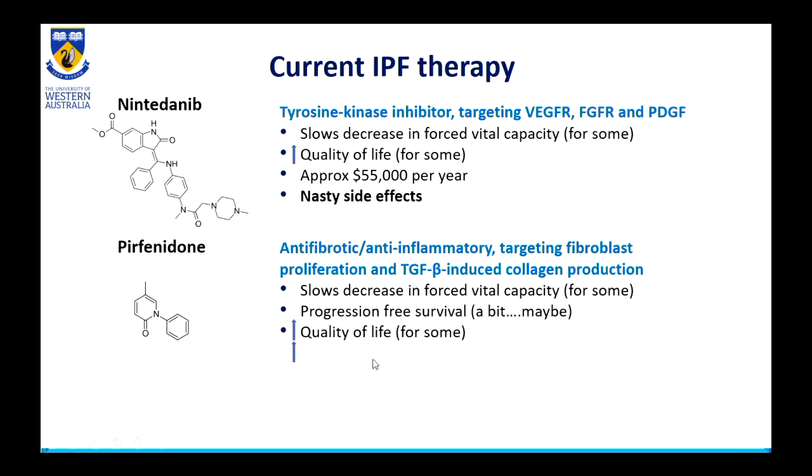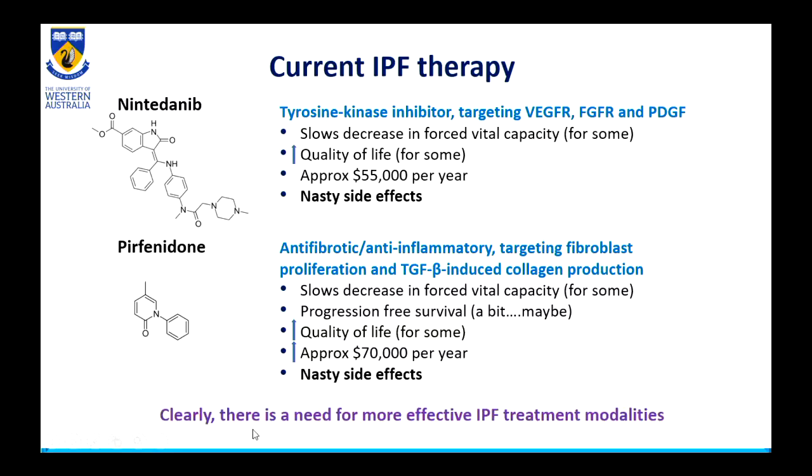Again, for some people it increases the quality of life. This time it's approximately $70,000 per year for this drug, and very, very nasty side effects once again. So clearly there's a need for more effective IPF treatments. And these treatments are also being tried in other fibrotic conditions because some of them can be treated with steroids, some of them can be treated with anti-inflammatories, depending on the progress of the disease. But if they're continuous fibrosis that can't be halted, then none of those work, in which case they're now trying nintedanib and pirfenidone in those as well.